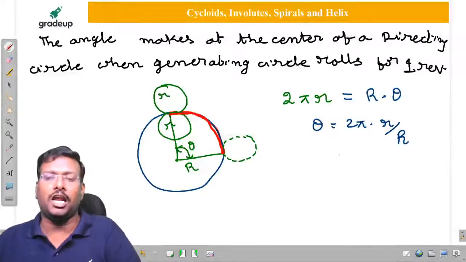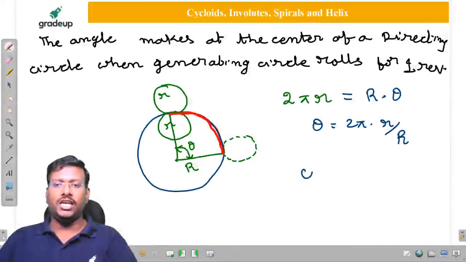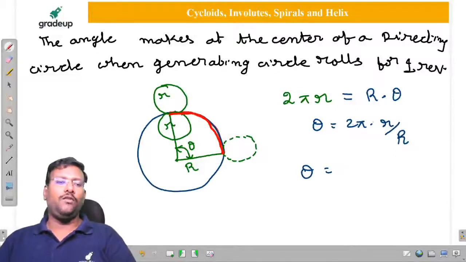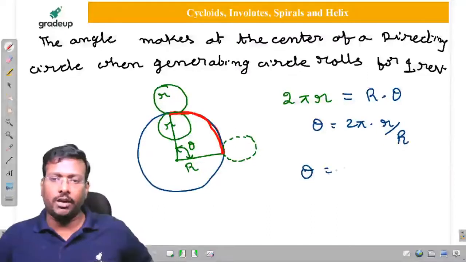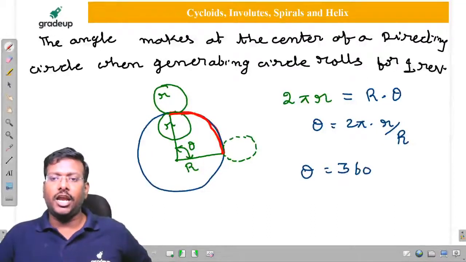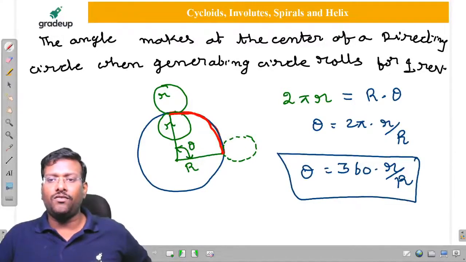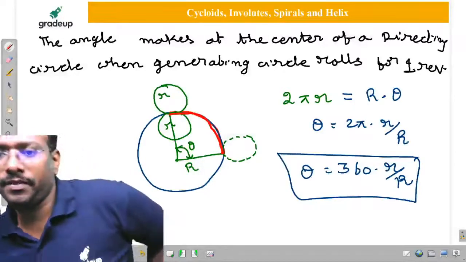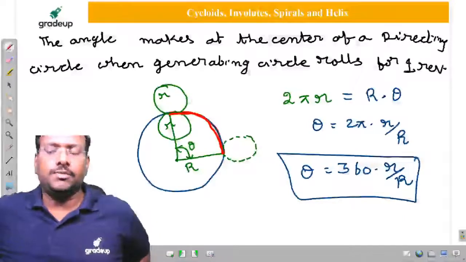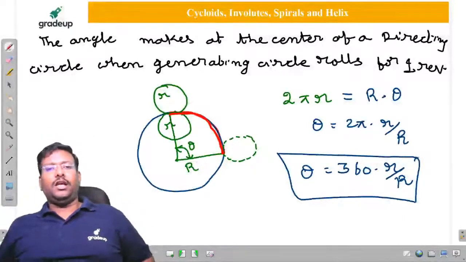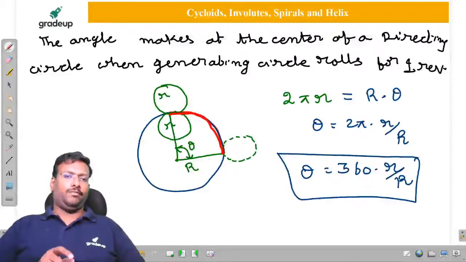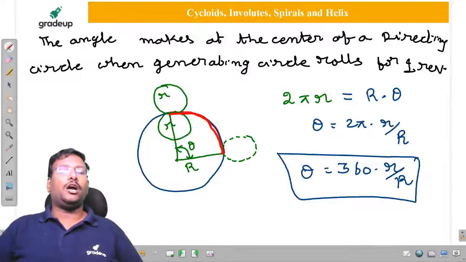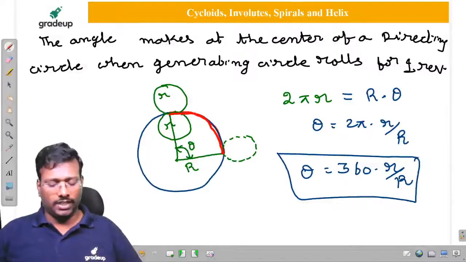2 pi into small r by capital R. Therefore, theta is equal to, sir, we are not familiar with radians, we are familiar with degrees. Therefore, we can write it as 360 into small r by capital R. This is also an important formula, my dear friends. Try to remember. If small r and capital R are given, if a rolling circle rolls one complete round on a directing circle, how many curves can be obtained? I will give an example for this.